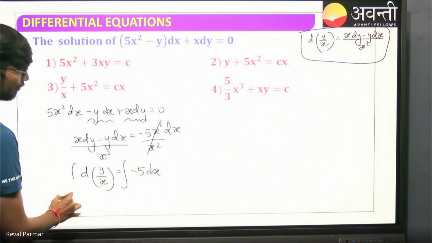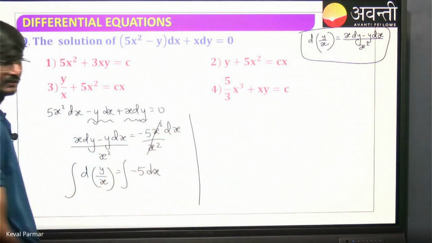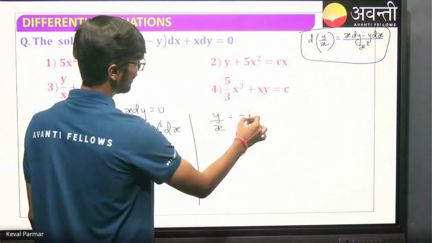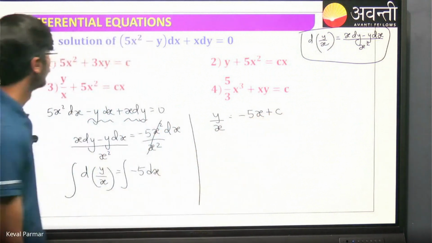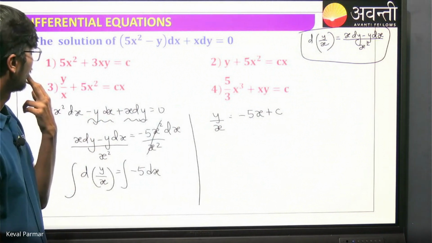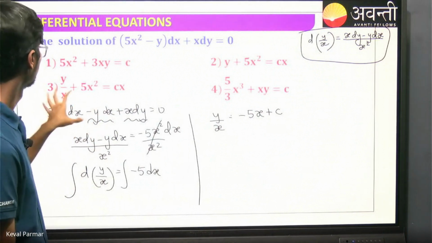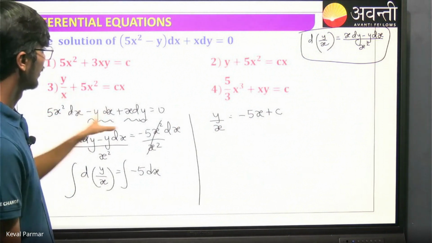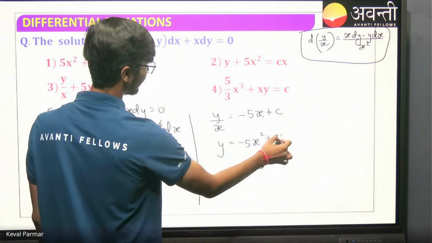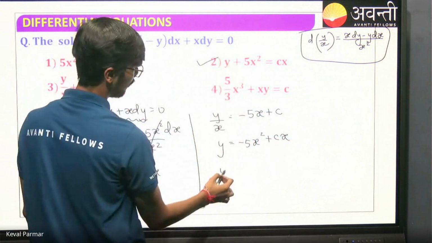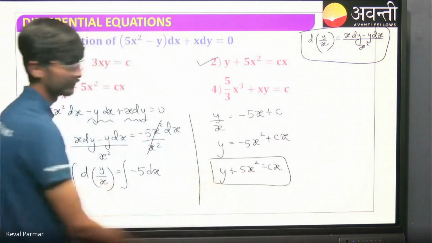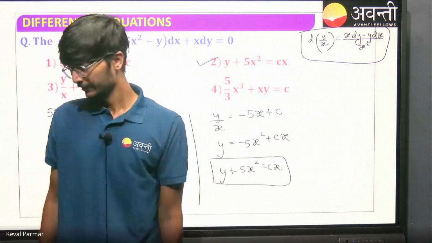Now integrate both the sides. So your derivative and integration will get cancelled. I'll get y by x is equals to minus 5x plus c. So what is my answer? Y by x. Okay, we'll cross multiply. So I'll get y is equals to minus 5x square plus cx. So that means option is B, right? Y plus 5x square is equals to cx. Simple. Got it till here? All good?